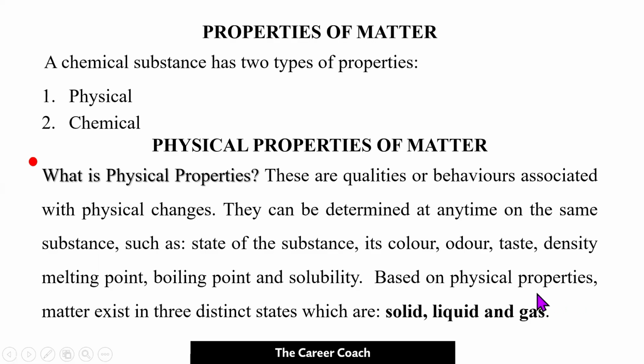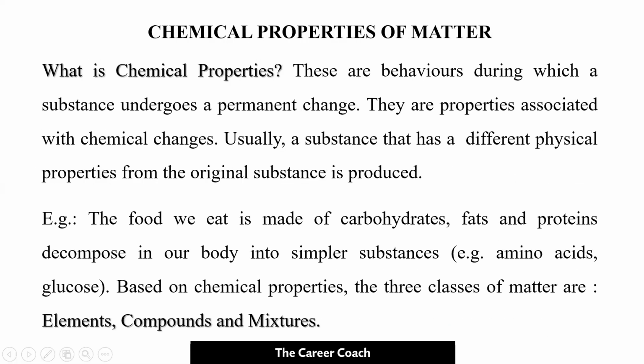Based on physical properties, matter exists in 3 distinct states. So any matter can be solid, any matter can be liquid, and of course could be gas. So these are the states of matter.